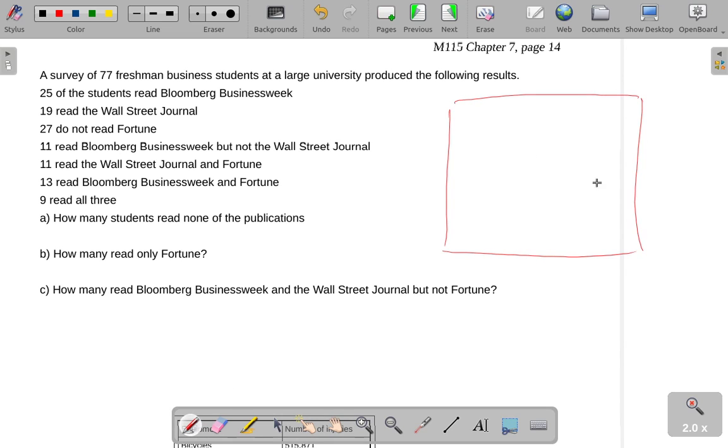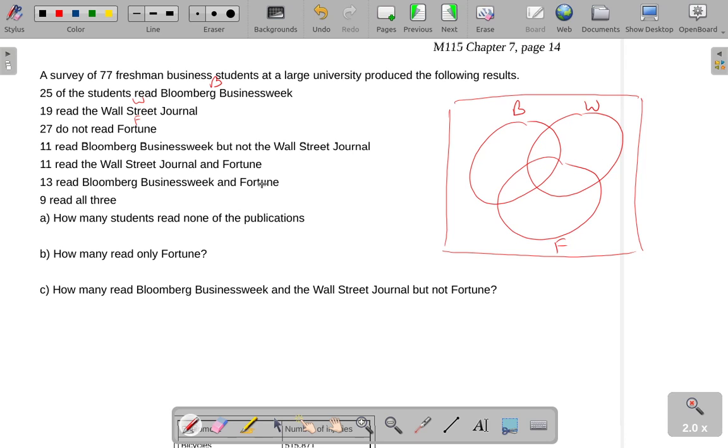Alright, so I'm going to use a Venn diagram here. In this Venn diagram, I'm going to represent these 77 business students. Some of them read Bloomberg, I'll call that B. Some of them read Wall Street Journal, I'll call that W. And some of them read Fortune, I'll call that F. So let's go in that order: B, W, and F.